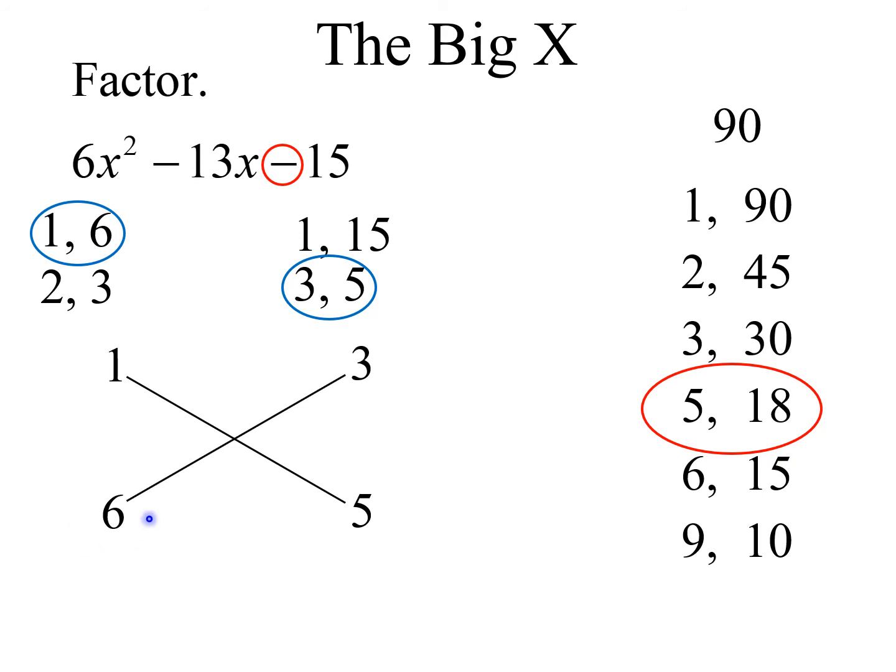And you can double check this. Look at 6 times 3, what is that? 18. 5 times 1 is 5. So this step 7 is probably the most difficult step, but if you do it a few times, you'll see that you're really not going to be guessing and checking all day.